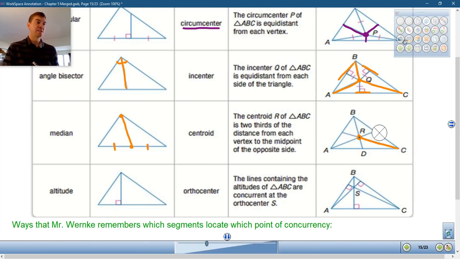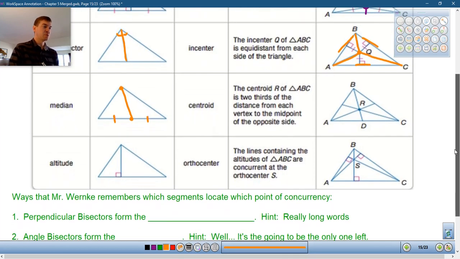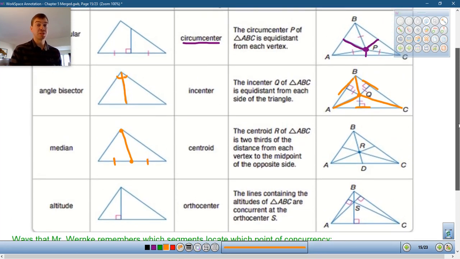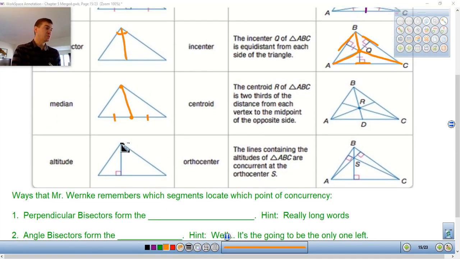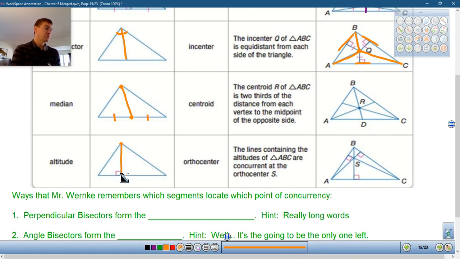Sometimes the numbers may not be as pretty as that. So like if this were 9, then this would be 4.5, and then the total would be 13.5. So you got to know that relationship. That's definitely the most difficult one to work with as far as numbers go. And then the altitude starts at the vertex, drops perpendicularly to the other side. And when I draw all three of those, like I did here, it meets at a place called the orthocenter.